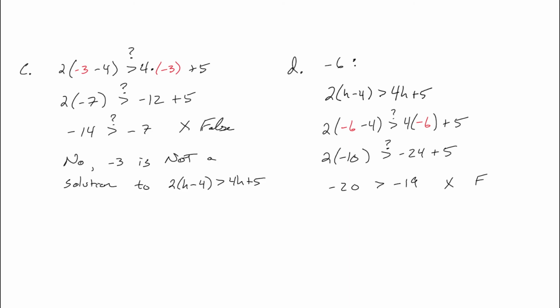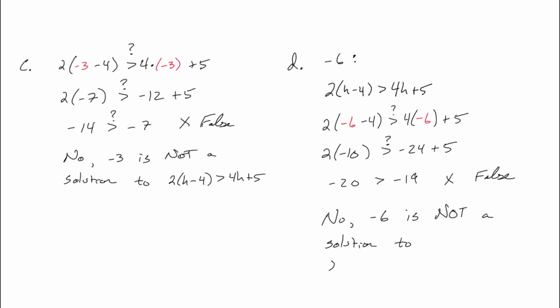Also false. Oh, we're right on the border. We're so close. We just need like a negative 7, I think would work. But that's okay. We're not asked to check any other numbers. We just conclude what we find. We don't need to worry about finding solutions. We're just stating that these aren't. So no, negative 6 is not a solution to 2 times h minus 4 is greater than 4h plus 5.